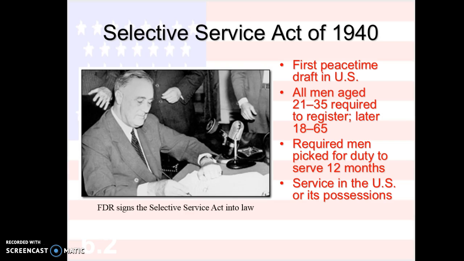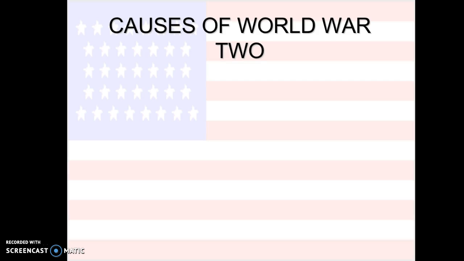Okay, and then finally, before America enters the war, in 1940, they're going to have a peacetime draft. So this is the first time that we're not at war yet, but they go ahead and have a draft. All men 21 to 35 are required to register, and later that turns to 18 to 65. And it requires men picked up to serve for 12 months. And they served in the U.S. or its possessions. And when we say possessions, that means like the Pacific.